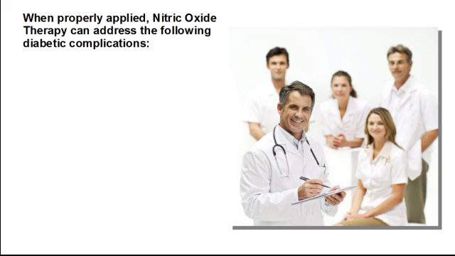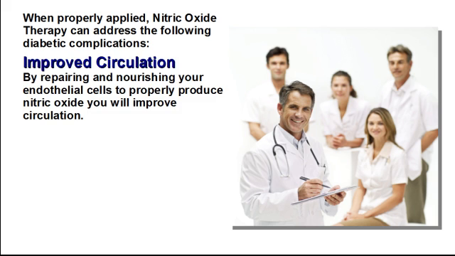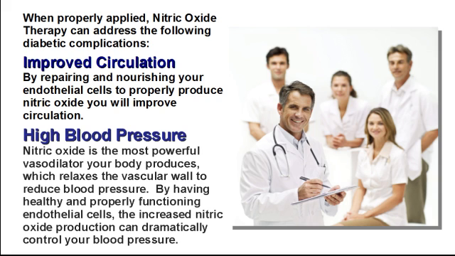When properly applied, nitric oxide therapy can address the following diabetic complications. Improve circulation. By repairing and nourishing your endothelial cells to properly produce nitric oxide, you will improve circulation. High blood pressure. Nitric oxide is the most powerful vasodilator your body produces, which relaxes the vascular wall to reduce blood pressure. By having healthy and properly functioning endothelial cells, the increased nitric oxide production can dramatically control your blood pressure.